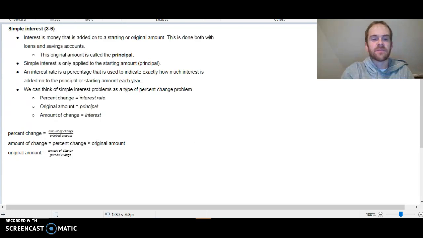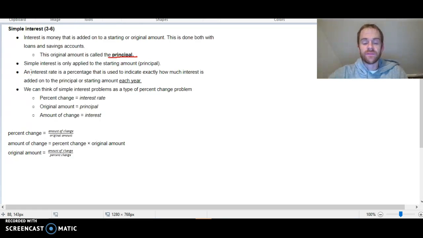And that starting amount we call a principal. You can see that here. And that's just a term that is used to mean our original amount. And then one other thing is we have an interest rate. We talked about tax rates before. Rates just mean like a percentage. So an interest rate is a percentage that is used to figure out exactly how much money is added on to my starting amount each year.